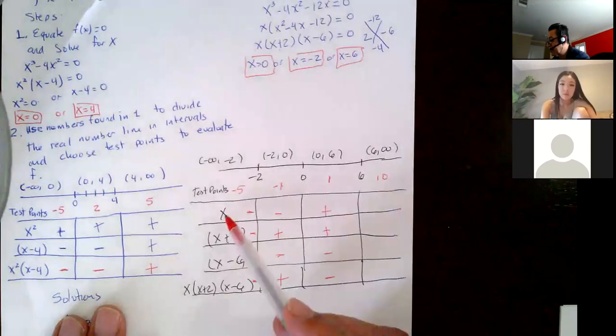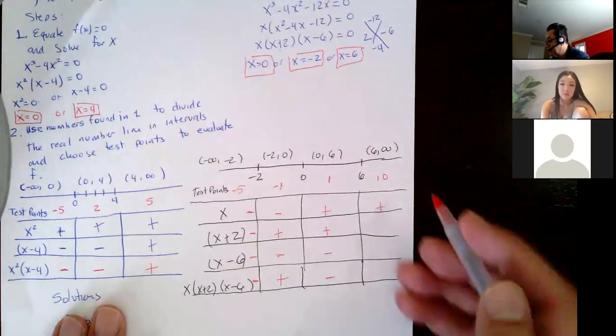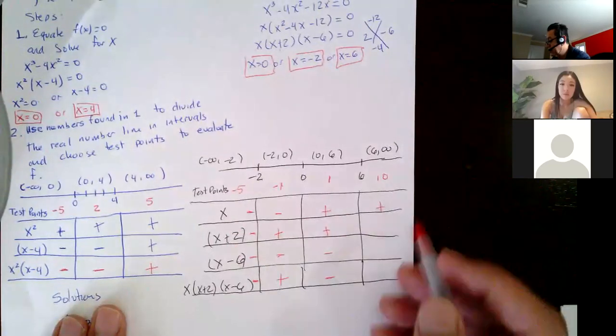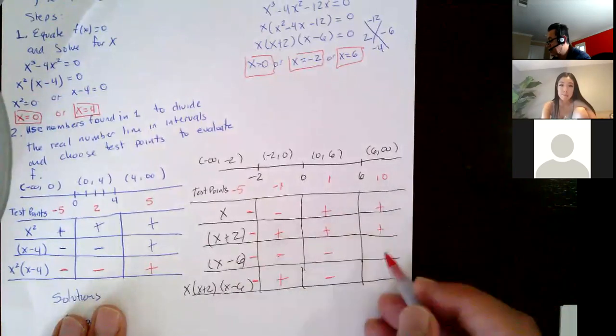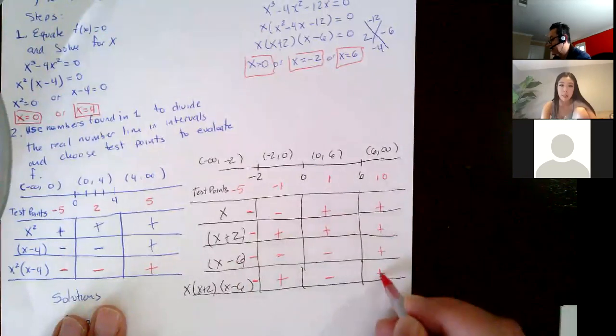Now let's continue with the number 10. If I plug it into x, that is positive. For x plus 2, also positive. For x minus 6, also positive, so we get a positive.